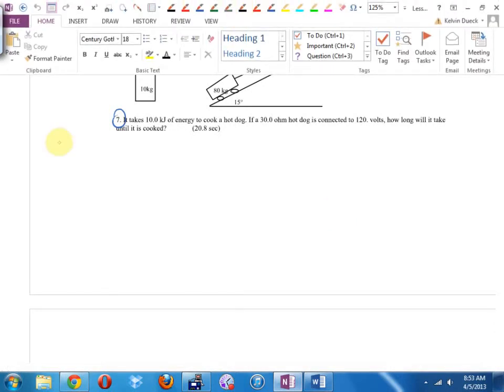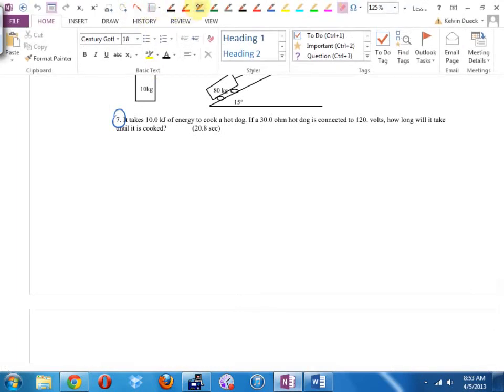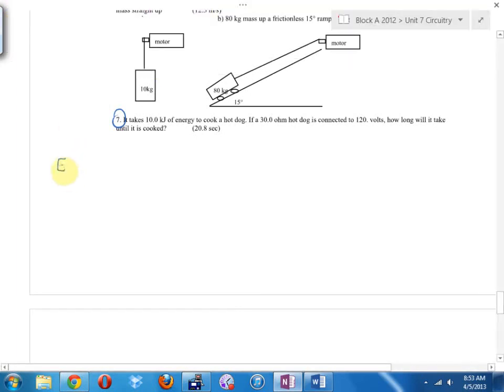So it looks like the amount of energy is 10 kilojoules, 10,000 joules. Do you mind if I just go straight to that? And they told me that the resistance is 30 ohms. They told me the voltage is 120. They want me to find time.